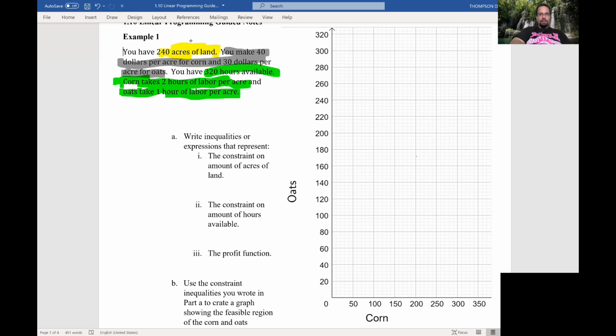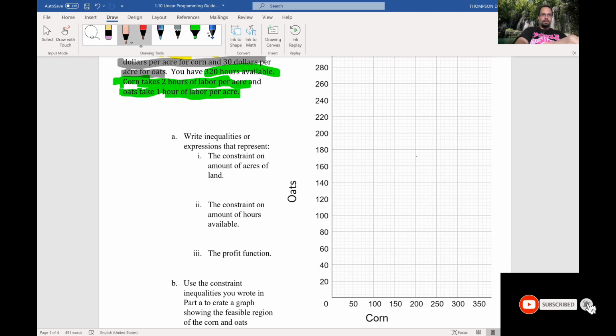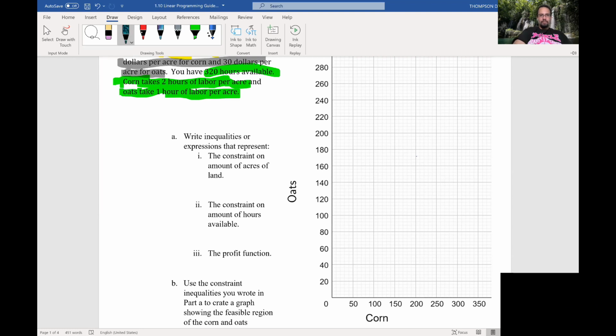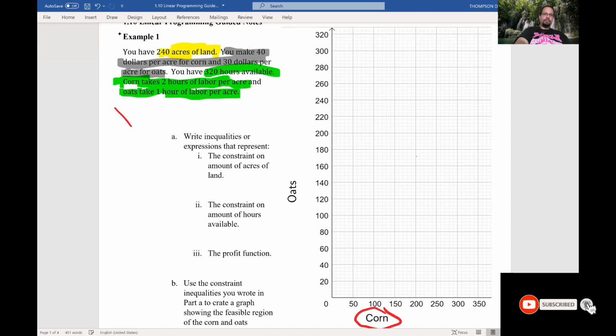So write inequalities or expressions that represent the constraint on the amount of acres of land, the constraint on the amount of hours, and the profit function. First, let's make sense of this. We need to be clear on which variable is which. If you look on our x-axis, we see corn. If we look on our y-axis, we see oats.